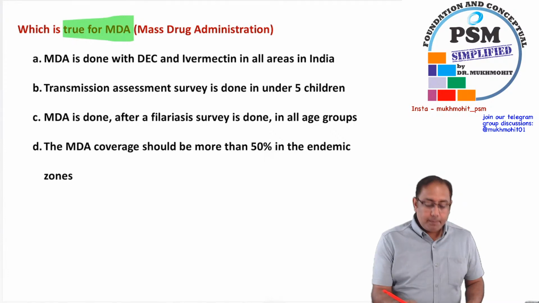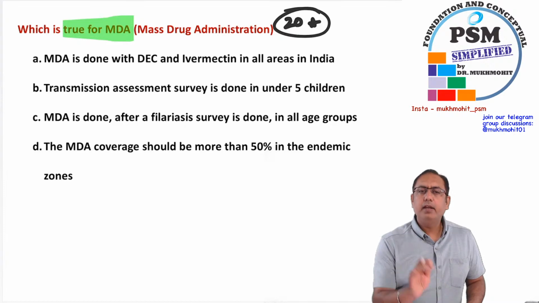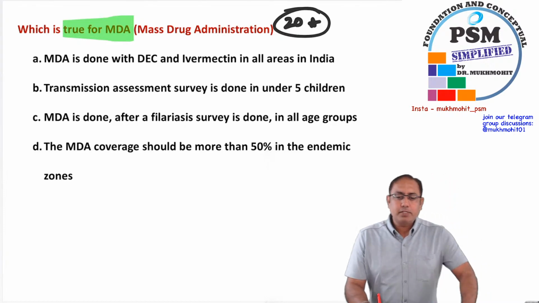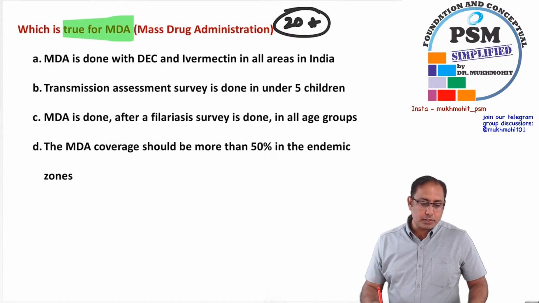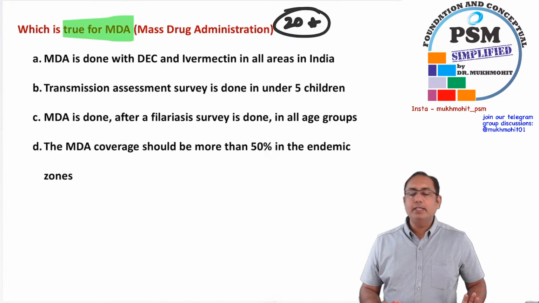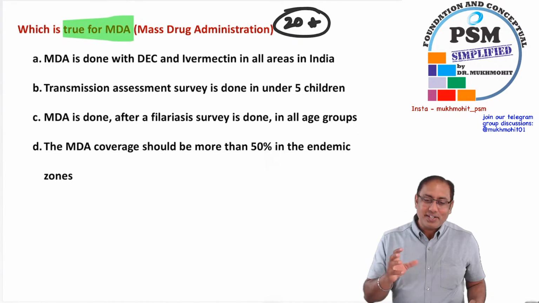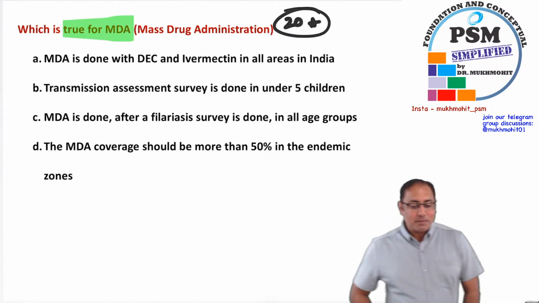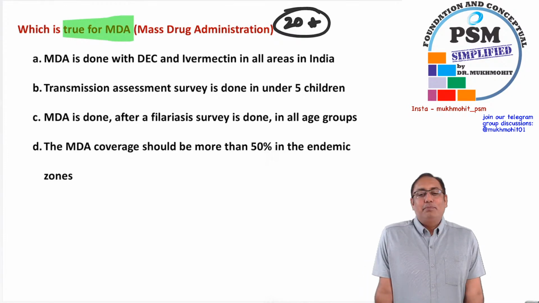MDA, beta, it is a 20 star MCQ. It is very important, and almost every exam is going to ask you questions on mass drug administration. Almost everybody is saying option D, which is a wrong answer. जोर का झटका धीरे से लगे. That is what is happening over here. Some students are answering A, some are answering D. Both are wrong answers. सुनो अब ध्यान से.